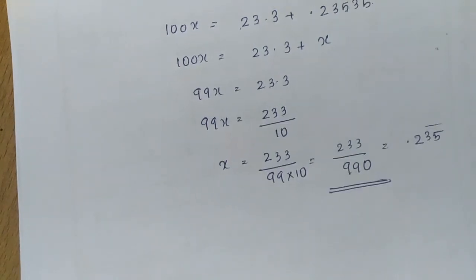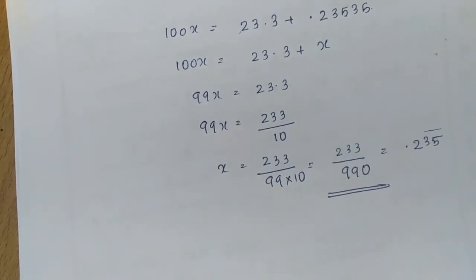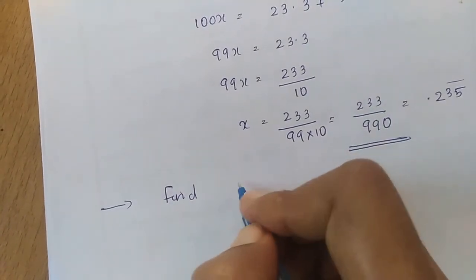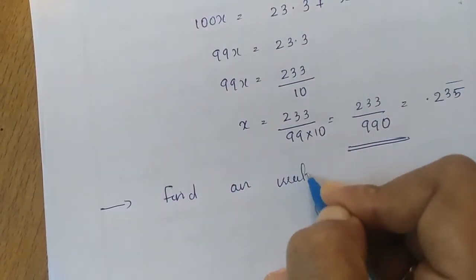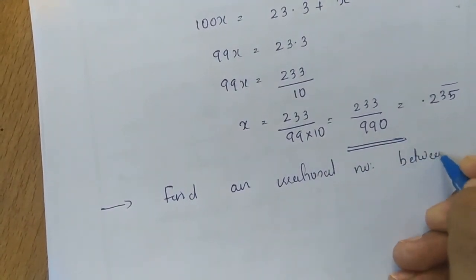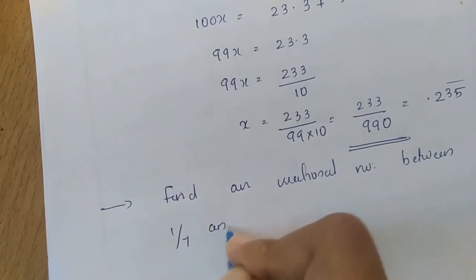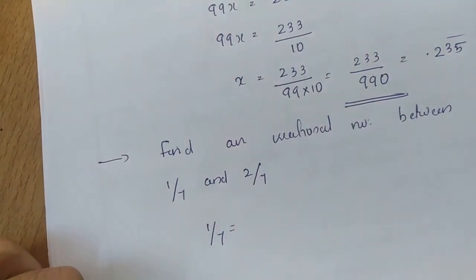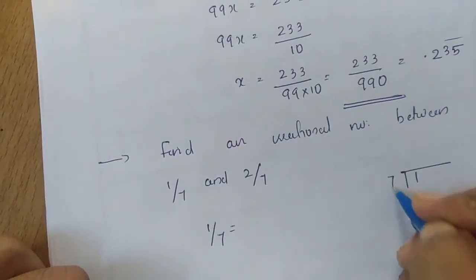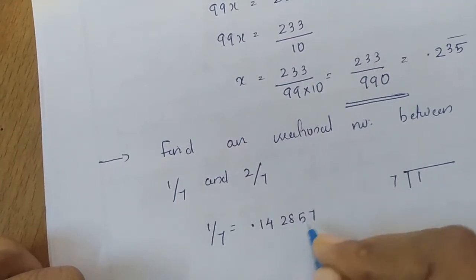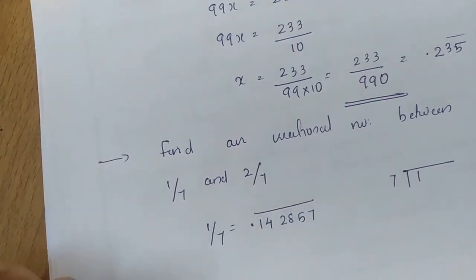Another question. We discussed three examples of how to represent a number in the form of p by q. Another question, another method. Find an irrational number between 1 by 7 and 2 by 7. 1 by 7 is equal to, we know the value. When we divide 1 by 7, we get 0.142857, and the same pattern is repeating, so we can represent it like this.